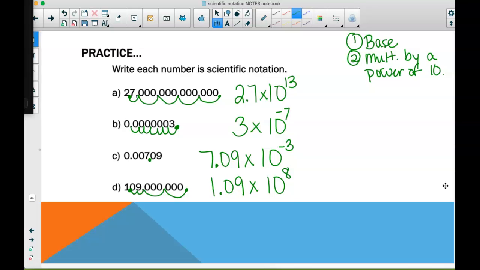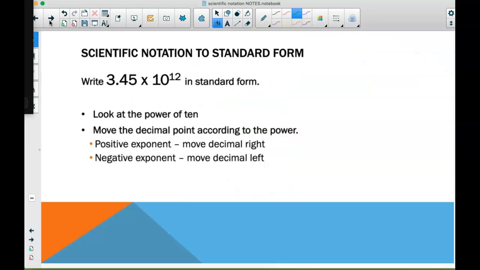Questions there? Okay, that's the hard part of this. Going the other way is easy. If I ask you to write a number in standard form, this is easy. Okay, if I said write 3.45 times 10 to the 12th power in standard form, standard form means writing it with all the zeros.